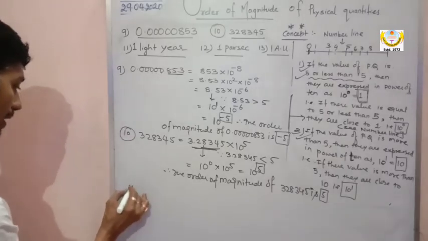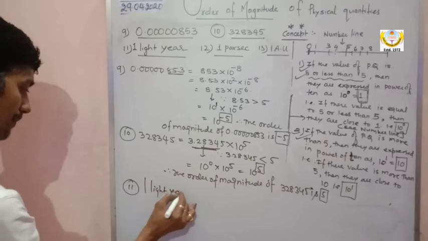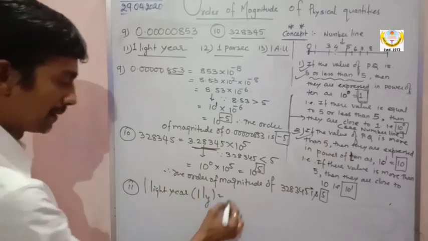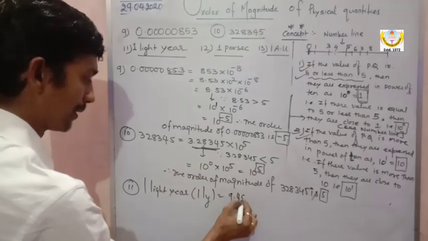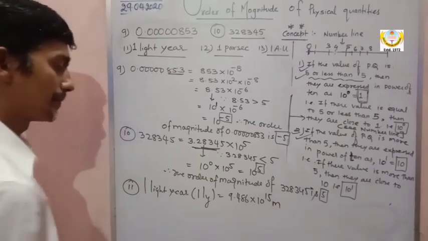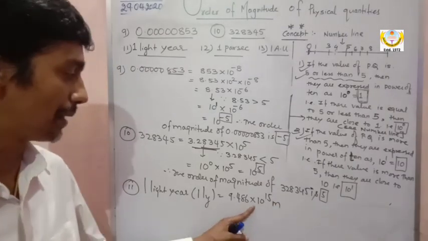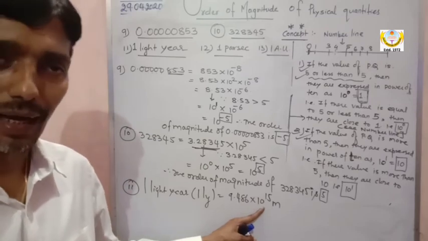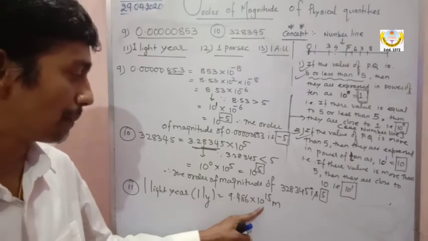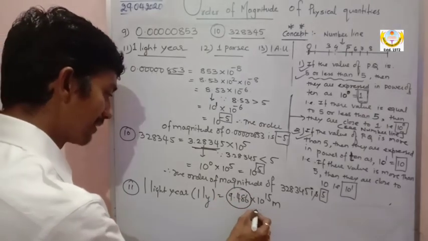Right? Now the 11th one, it is given 1 light year, that is 1 LY. Now my dear, everybody knows 1 light year is 9.486 into 10 power 15 meter. I hope it is clear.